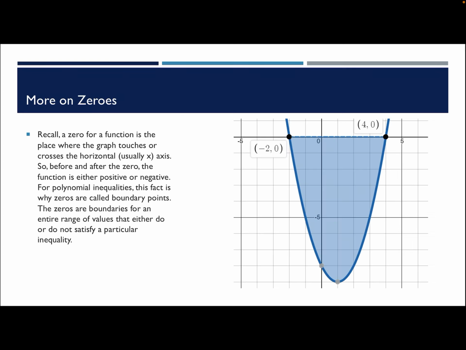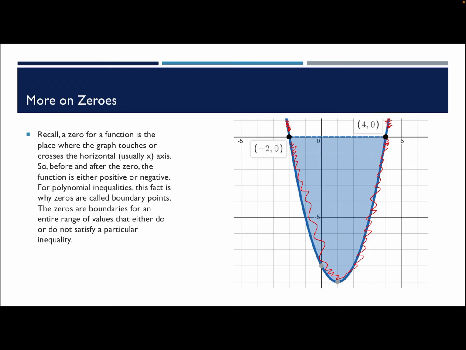So the zero for a function, remember, is where the graph crosses or touches the horizontal axis. And that's going to mean that before and after the zero, the function is either positive or negative. So we see at our zero, negative 2, 0, that before you get to x equals negative 2, the graph is positive. And from negative 2 until we get to positive 5, the graph is negative because it's below the x-axis. So positive is going to mean above the x-axis. Negative is going to mean below the x-axis.